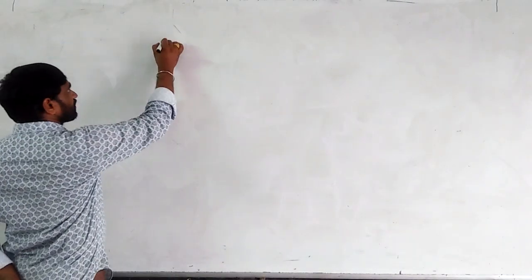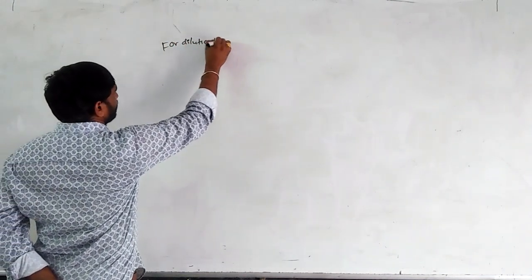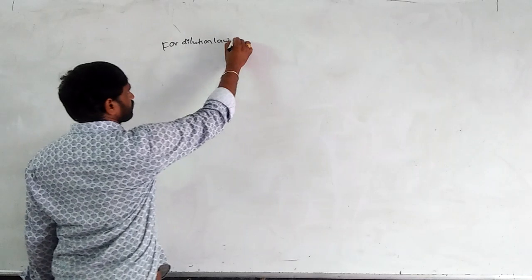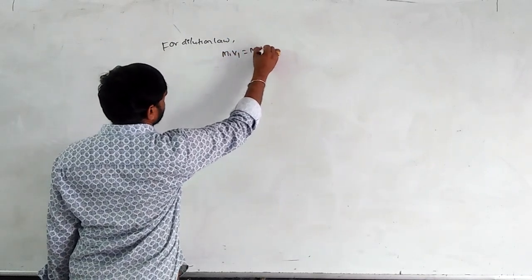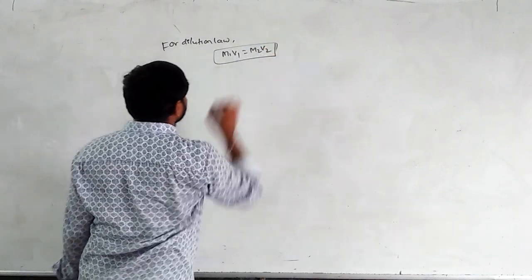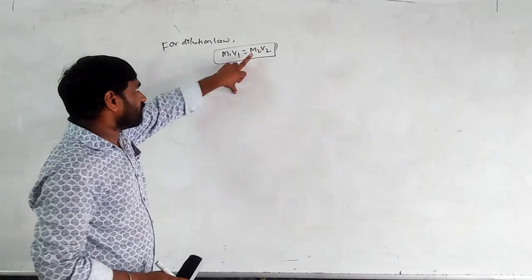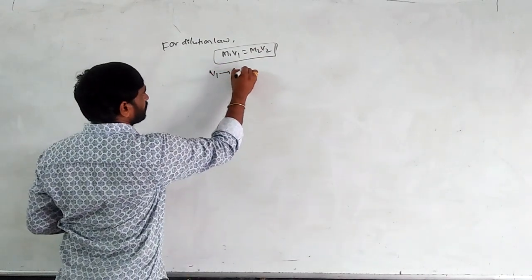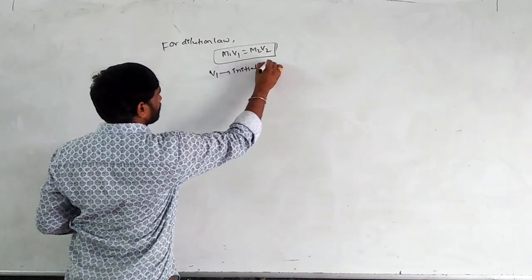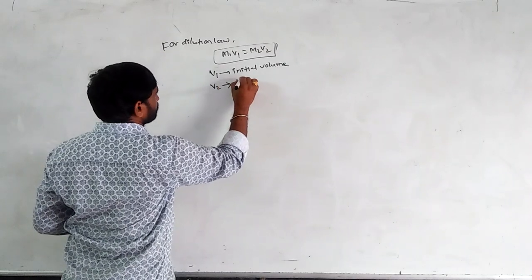Next, the dilution law. The formula is M1 V1 equals M2 V2. M1 and M2 mean molarity, V1 equals the initial volume, and V2 equals the final volume.